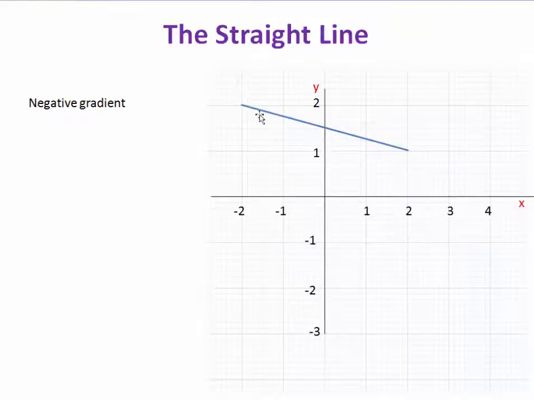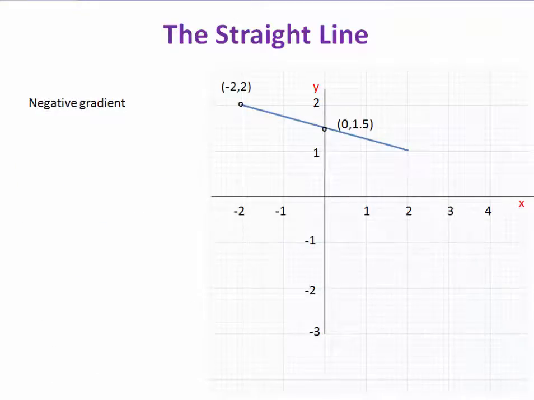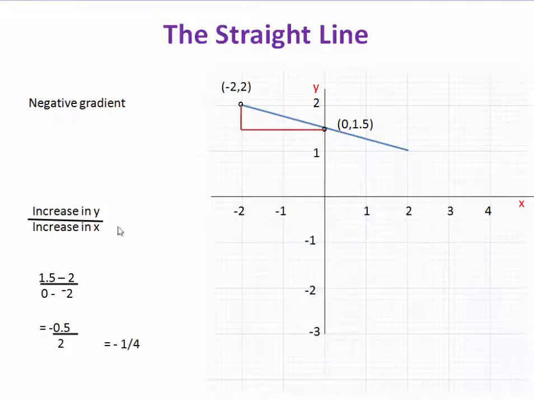If the gradient goes in this direction, so it's going upwards from right to left, this is a negative gradient. Remember when we were doing this one, this goes upwards from left to right, that's a positive gradient. So negative gradient, and we're given 2 points on the line, or we can work out 2 points on the line. Then we can work out our negative gradient as increase in y, which is the rise, divided by the increase in x, which is the run. So we make a little triangle. The increase in y divided by the increase in x equals our gradient.